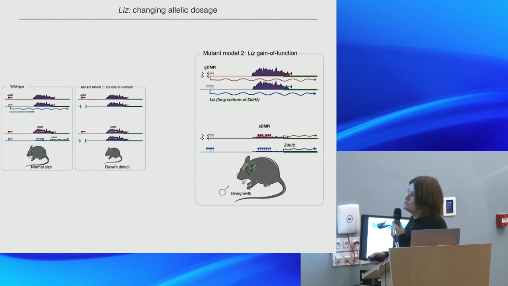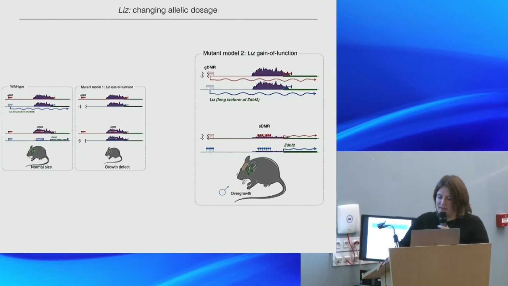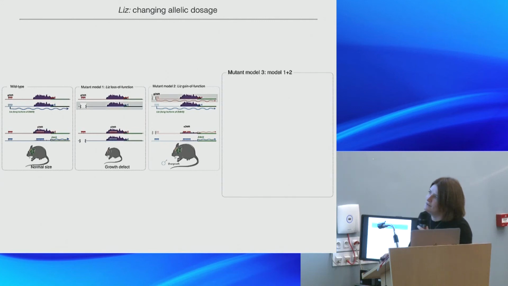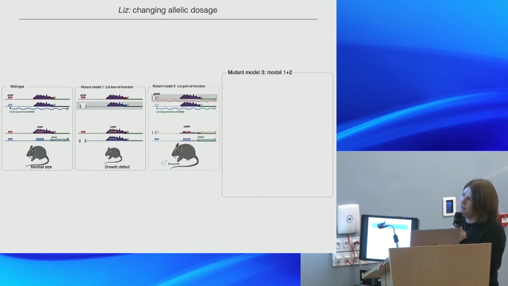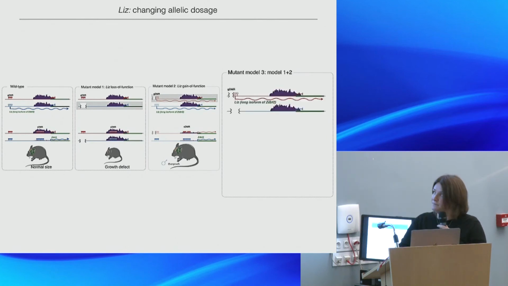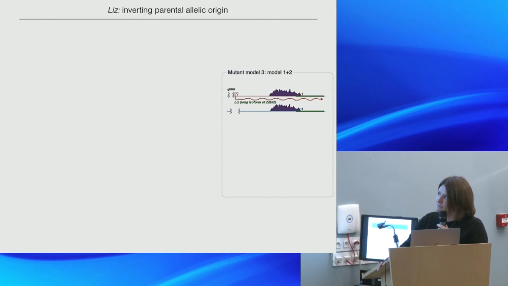So then using these 2 sets of animals, we could actually play with the parental origin of LIS expression and ZBF2 expression. So we crossed both LIS loss of function on the paternal allele and LIS gain of function on the maternal allele so that we could restore monoallelic expression of LIS during implantation development, but this time from the maternal allele. And we looked, can you restore a normal ZBF2 programming and a normal growth programming?